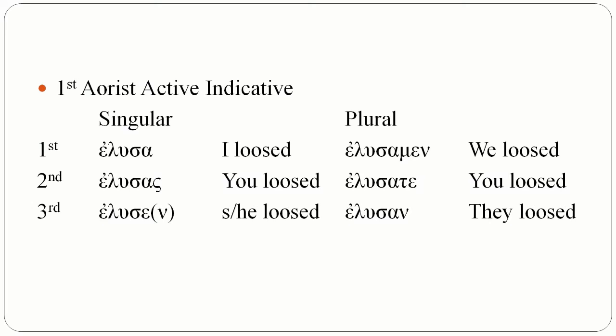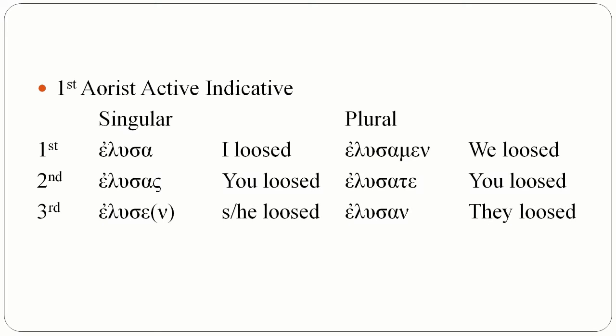The first aorist is a combination of the past tense epsilon that you put on the beginning of the stem and then the sigma that you add to the future. So you're going to have something at the beginning of the stem and something at the end. Here, going off of the very regular verb luo, you have elusa, elusas, elusen.